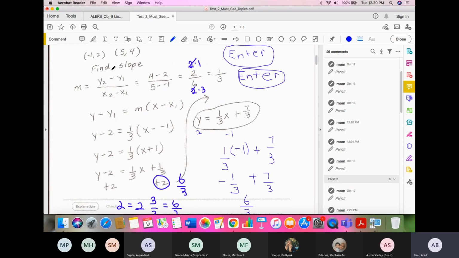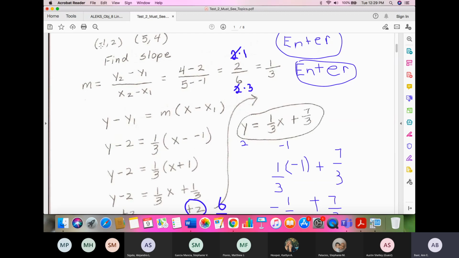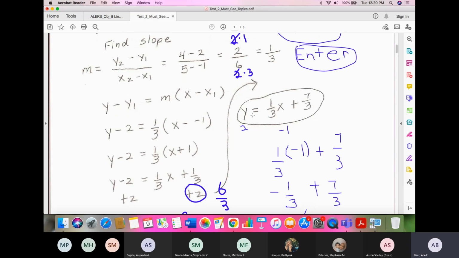So let's pick one of the points. One of the points is over here. Let's pick (-1, 2). So our x-coordinate is -1. Let's plug -1 in for our x-coordinate, and our y-coordinate is 2, so let's plug 2 in for our y-coordinate. Now what we want to see is, do we get a true statement or a false statement? If we get a true statement, we've likely got the correct equation. If we get a false statement, we've got an issue.